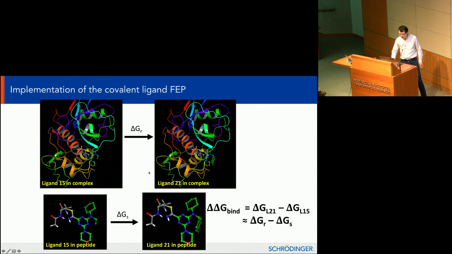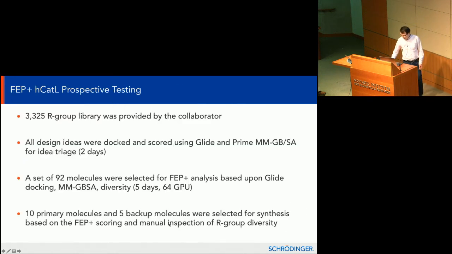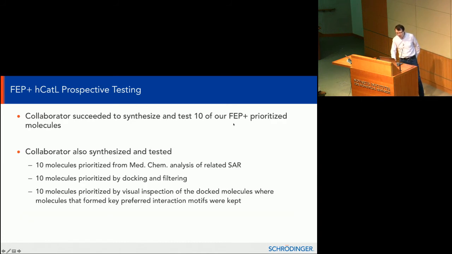The two legs in the FEP for covalent binding are shown here. In the complex leg, the protein-ligand 1 covalently bonded protein is mutated to protein-ligand 2, and the solvent leg is similar. We applied Glide docking and MMGBSA and identified ligand 2 molecules for further analysis by FEP+. Based on the FEP+ calculations, we recommended 10 molecules plus 5 backups. And then the collaborator made 10 of the compounds selected by FEP and also 10 compounds from each of the three other methods. Okay. This is important.